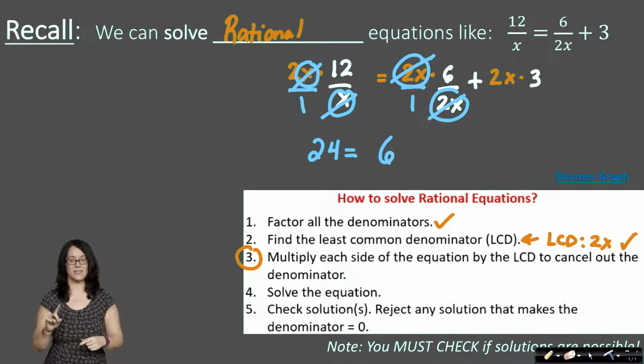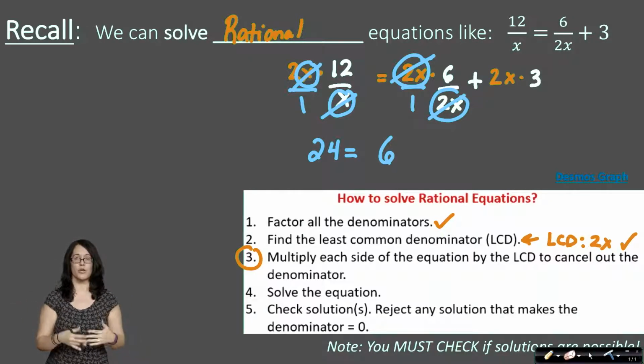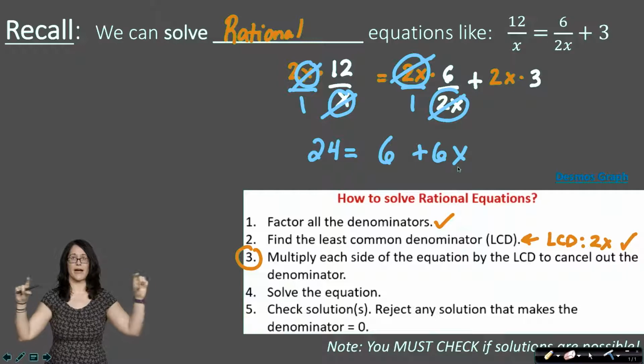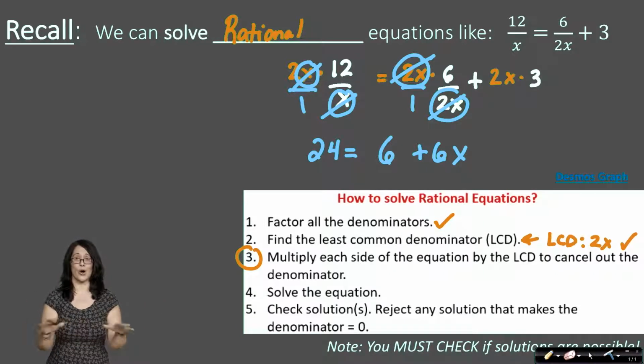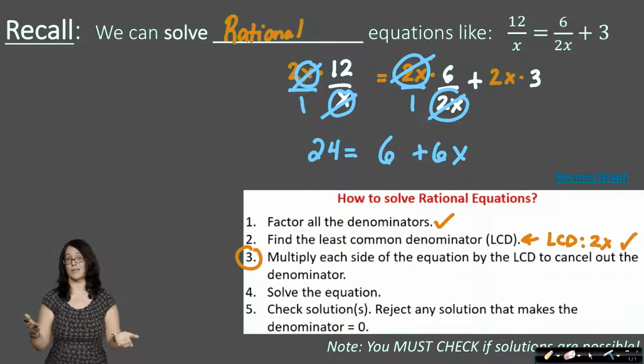For the last term, this is the term most students forget about, you still had to multiply every term by that LCD. So 3, even though it didn't have a denominator, will still get impacted by that multiplication. 2x times 3, of course, is 6x. So now look what we have. We've taken an equation which had a lot of fractions, that's called a rational equation, and we've multiplied both sides by the least common denominator so that the fractions are now gone. We have a simple, in this case, linear equation.